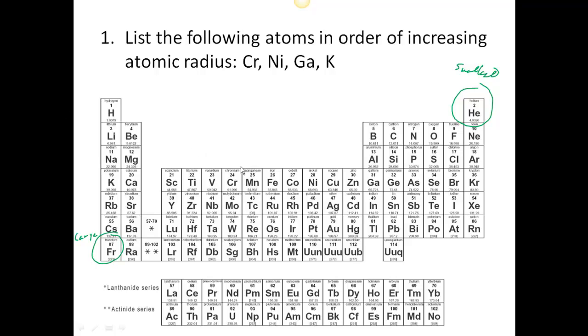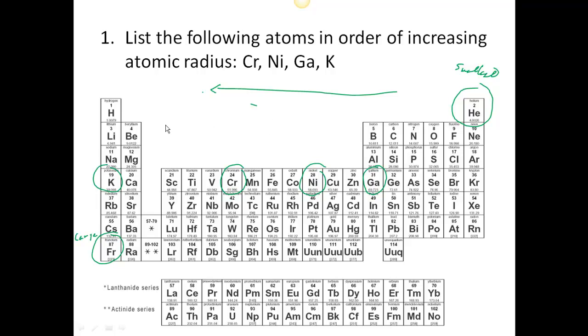So I'm going to find them all. I've got chromium here. I've got nickel. I've got gallium. And I've got potassium. Well, remember, as we go left to right, up and down don't matter this time because I've got nothing going up and down. So the smallest is over here on the right. As I go this way, they get bigger. If I go to the left, they get bigger.